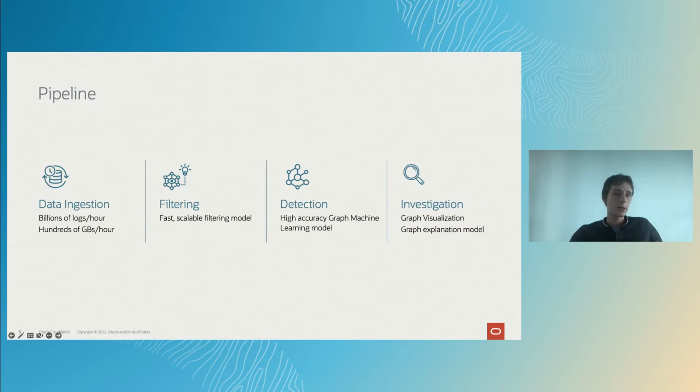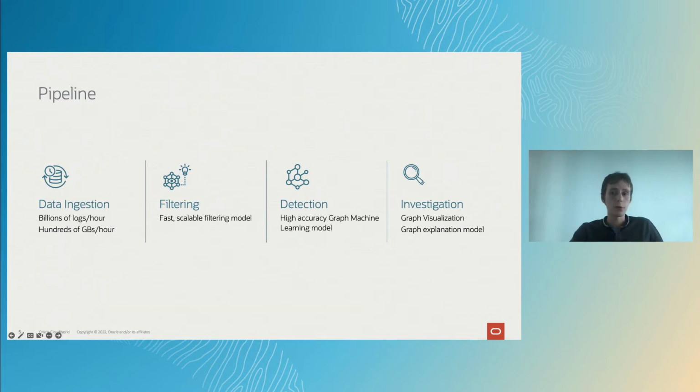The second step is filtering. What's important here is to have a fast and scalable model to filter out the logs which we consider non-interesting for the cybersecurity application we're working with. Then we have the third stage, the actual detection step. This is where the graph machine learning technology comes in, and we find the actual anomalies.